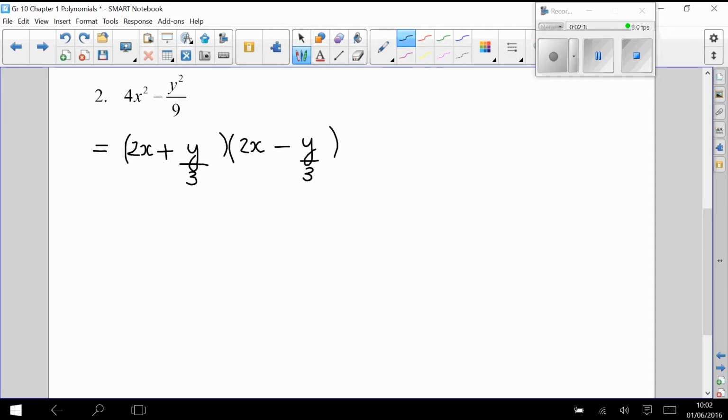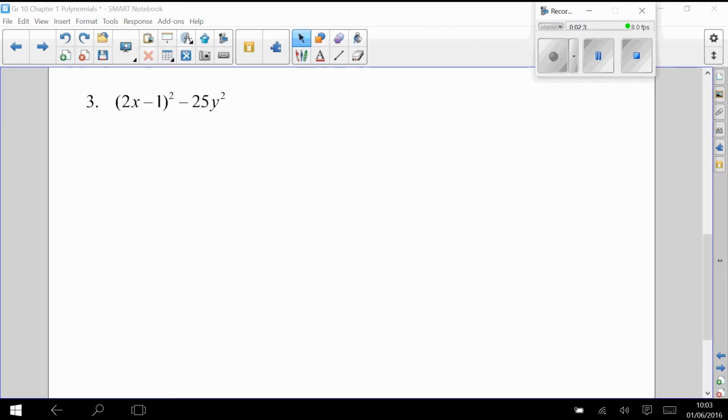If I had multiplied out these brackets, I would in fact have got my original expression again. But the point of factorizing is to change my expression from terms to factors, which I have successfully done.